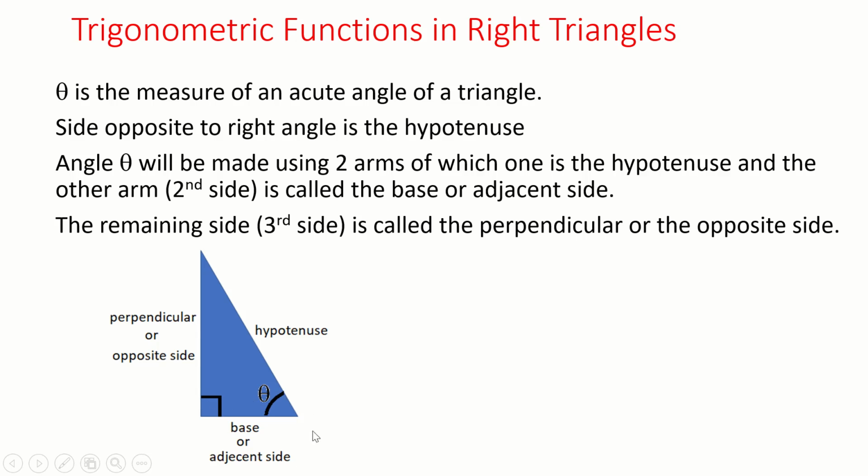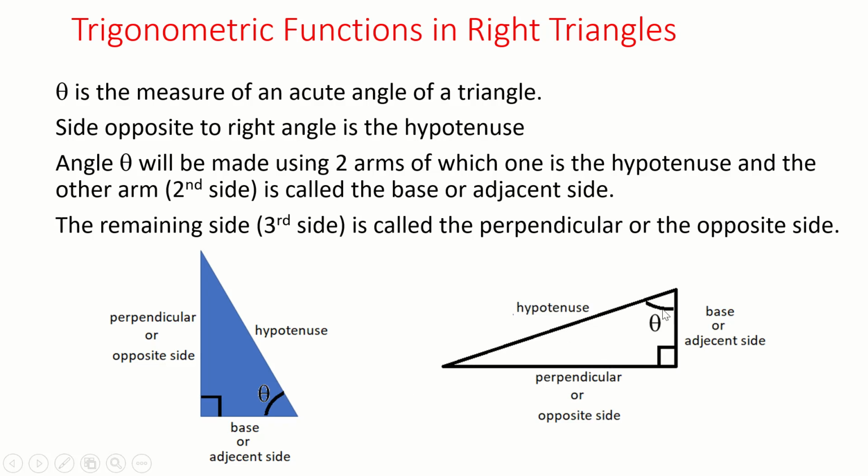Now we have a norm that everything that is at the bottom is called the base. But in trigonometry, it is not the case. If the triangle is like this and our theta is here, we have two arms for angle theta. This is one and this is the other. This is called the hypotenuse as this is in front of angle 90, or opposite to angle 90. So which is my second arm? The second arm is this, which is called the base or the adjacent side. And what is the segment at the bottom called? Perpendicular or opposite side.